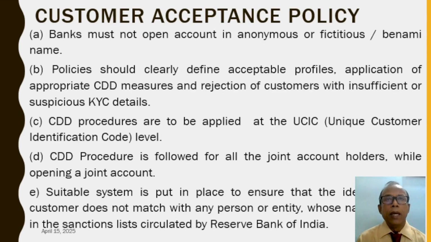A customer acceptance policy: Bank must not open anonymous or fictitious accounts. Policies should clearly define acceptable customers, application of appropriate customer due diligence measures, and rejection of customers with insufficient or suspicious KYC details. Customer due diligence procedure are to be applied at UCIC level, that is Unique Customer Identification Code level. And it should be implemented for all the joint account holders also. Identity of the customers should not match with any person or entity whose name appears in the RBI sanction list.